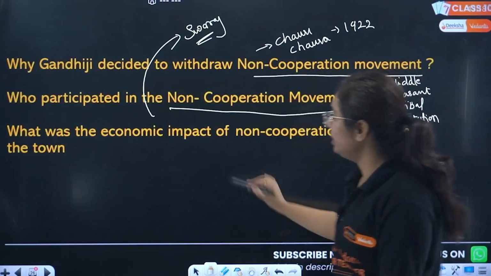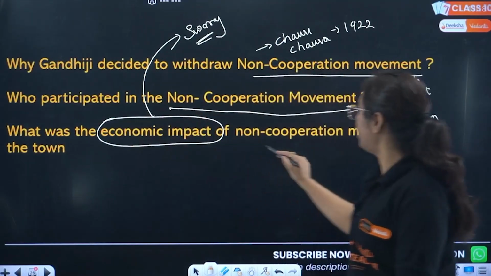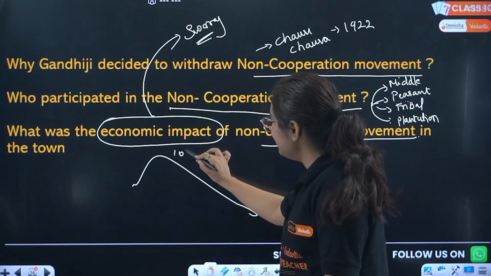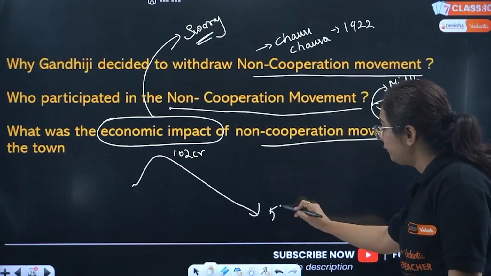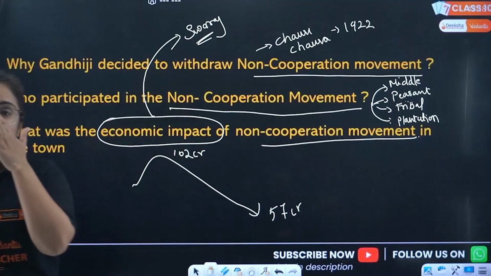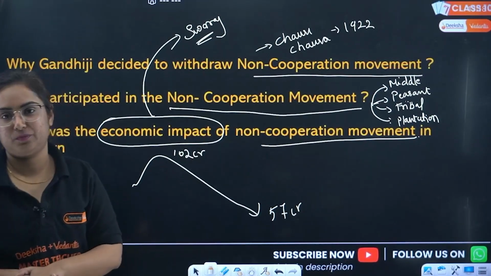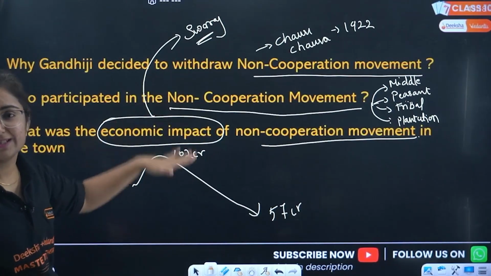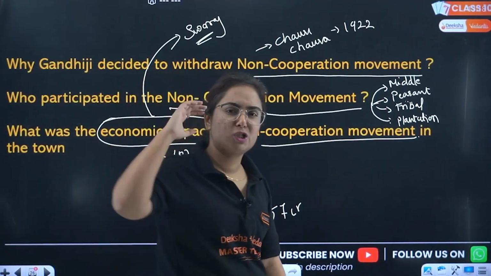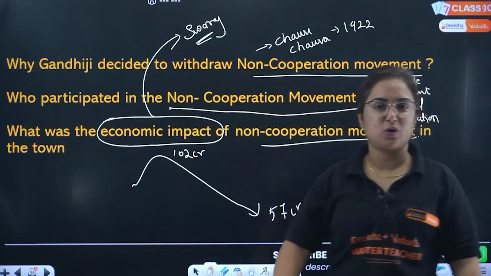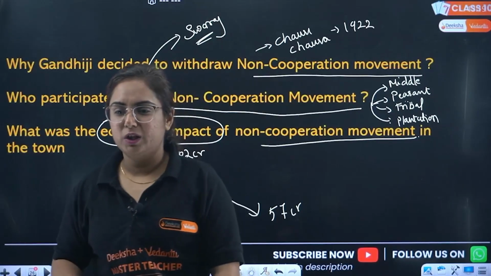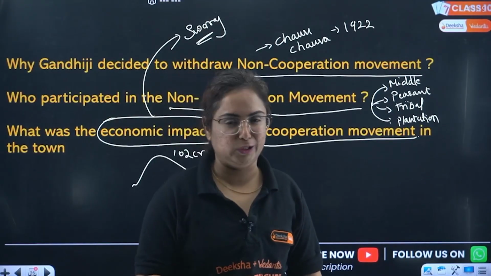Okay, next is what was the economic impact of the non-cooperation movement in the towns. We studied, beta, that imports dropped from 102 crore to 57 crore. Why? Because foreign clothes were burned, foreign liquor shops were picketed, and bonfires were organized in the country. Okay, these are all important questions. These are all to be written by you. I believe that after watching this video, everything will be so clear in your mind that you just start practicing the questions. I have a theory that 2 questions a day make you a topper, and that theory is actually very true. You just need to follow that theory.